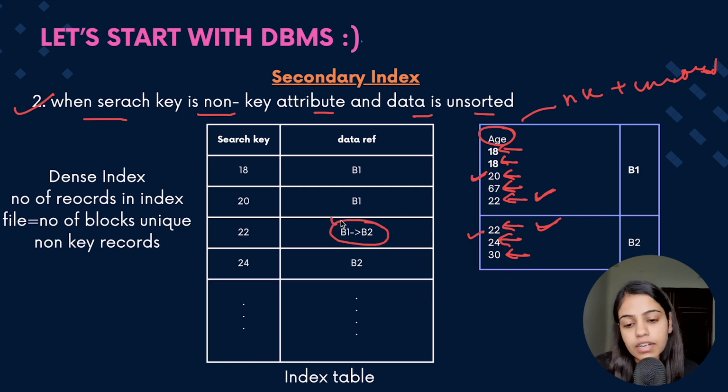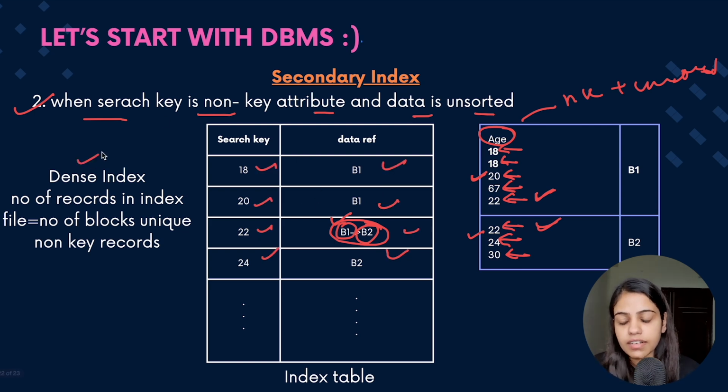So in the data reference column we'll provide B1, and then the next occurrence of this particular 22, which is in block B2. So we'll provide it in a linked list fashion. This is how we provide the search key, which is always sorted in our index table, and this is how we provide the data reference. So in dense indexing, the number of records in the index file will be equal to the number of blocks of unique non-key records.